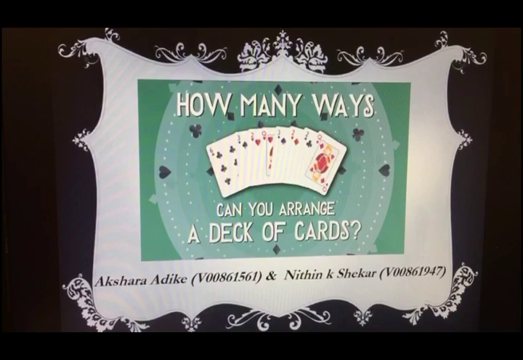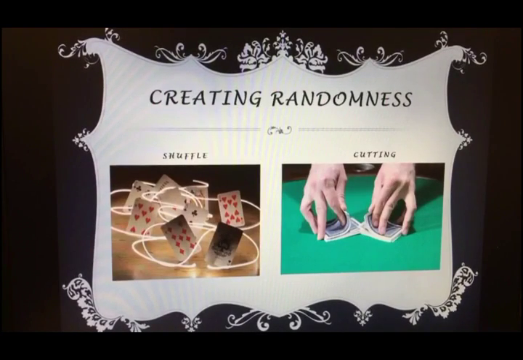Today we are going to talk about how many ways and times we have to shuffle a deck of cards to create maximum randomness. Generally, shuffling is a basic step of playing any card game. As we know, we create randomness by either shuffling or by cutting.